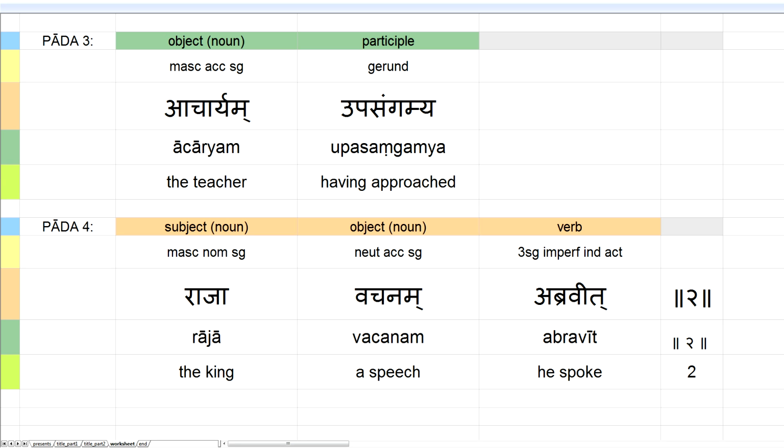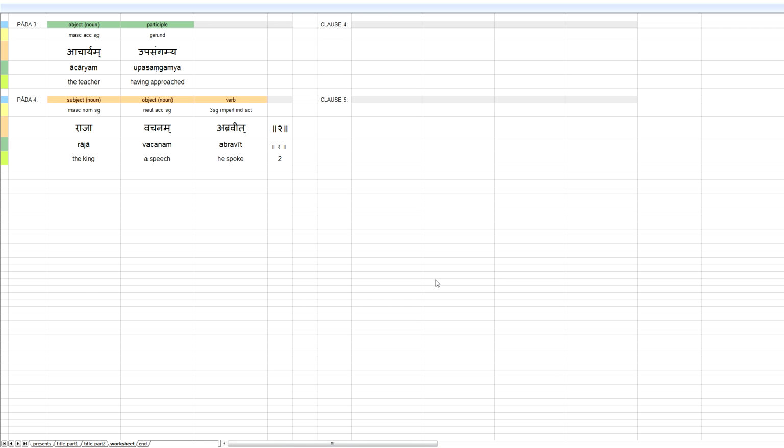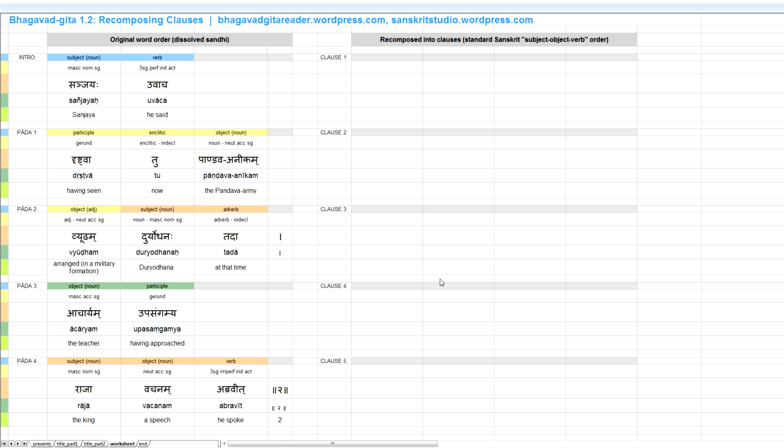So let's zoom out, and here is the result.